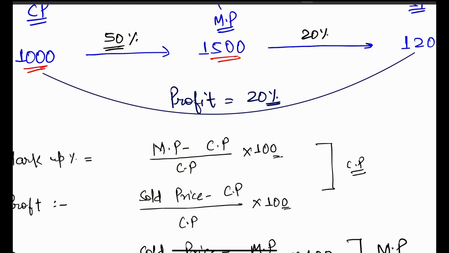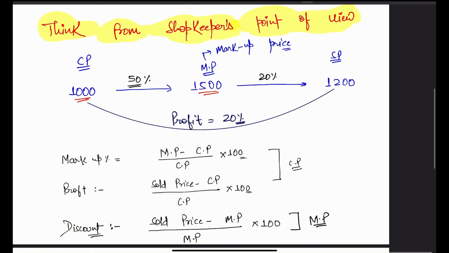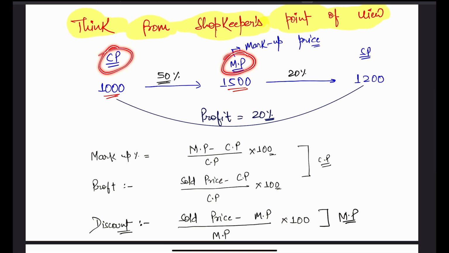This is the concept of what is the cost price, what is the market price, and what is the selling price. Selling price is the price at which the customer used to buy. Cost price is the price at which the purchaser or the business people used to purchase any material. Market price is the price which is marked on the material for the selling.